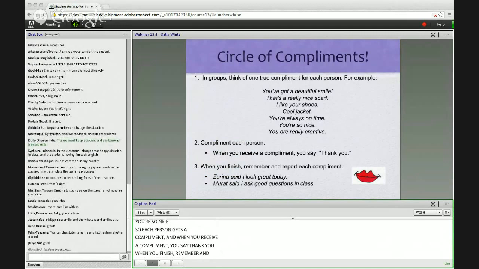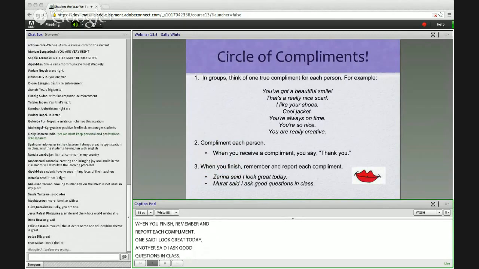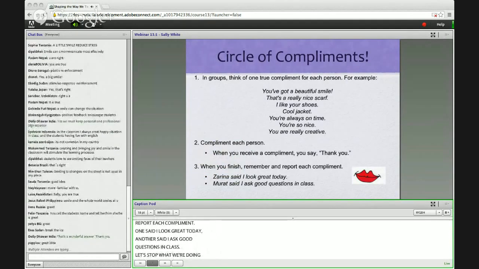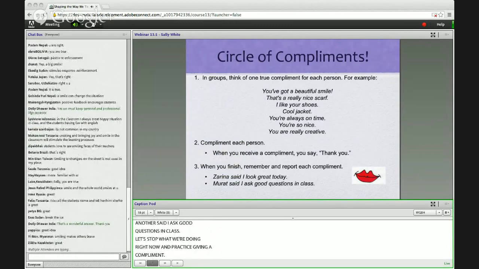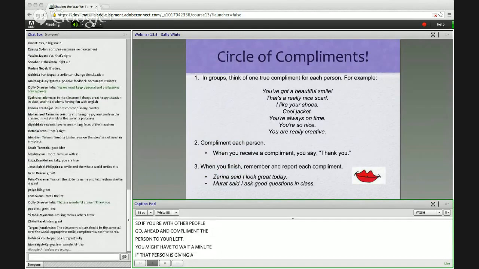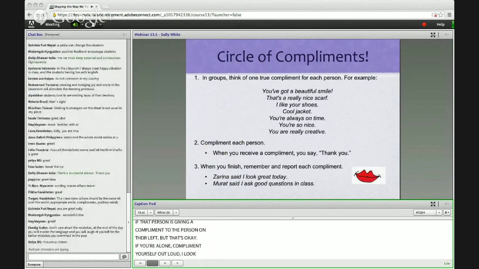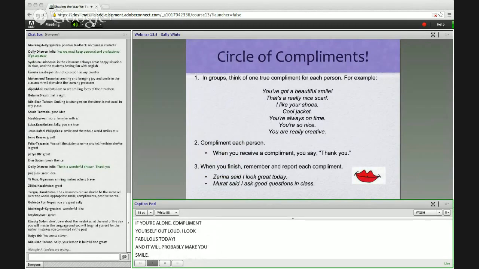And let's stop what we're doing right now and practice giving a compliment. So if you're with other people, go ahead and compliment the person to your left. You might have to wait a minute if that person is giving a compliment to the person on their left, but that's okay. If you're alone, compliment yourself out loud. "I look fabulous today," and it will probably make you smile. So the language focus here is compliments and reported speech.